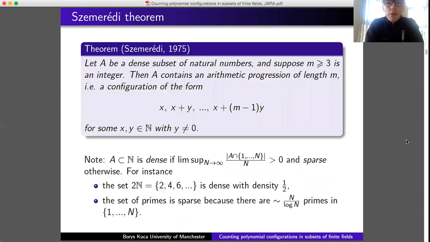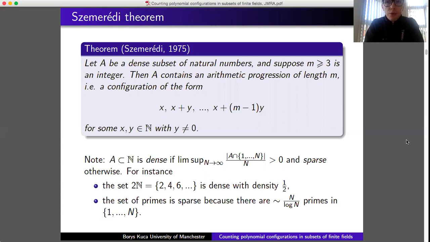The central theorem in additive combinatorics is the Szemerédi theorem, proved 45 years ago. It says the following: let A be a dense subset of natural numbers, and let's suppose that m is a natural number greater than or equal to 3. Then A contains a non-trivial arithmetic progression of length m, by which I mean the following configuration, and non-trivial means that the difference y is non-zero.